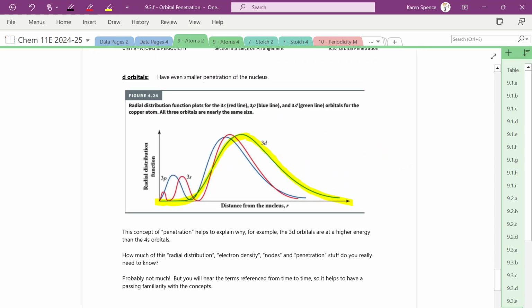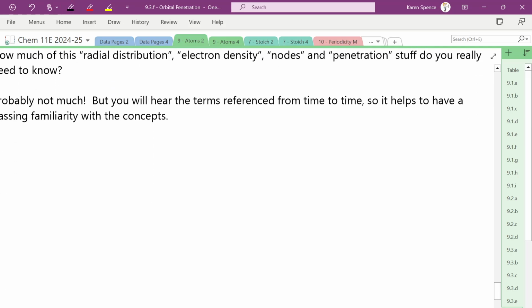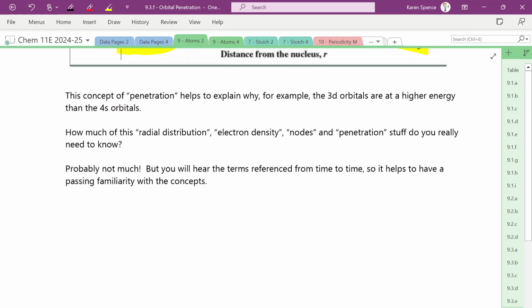Do we have a 4p? I would love to have a 4s on here and a 3d so that you could see, that's going to be like a 4s, and you see how it gets closer to the nucleus than the 3d, which is a terrible diagram, and I'm going to see if I can find one for you that doesn't look like that because that was garbage. Okay. How much do you need to know? Probably not much.